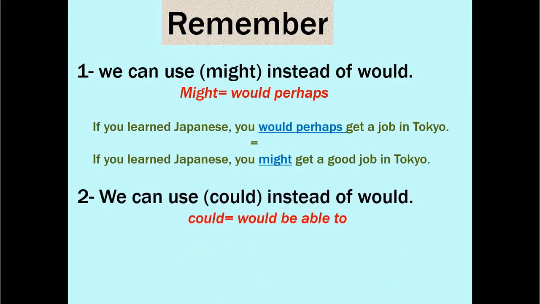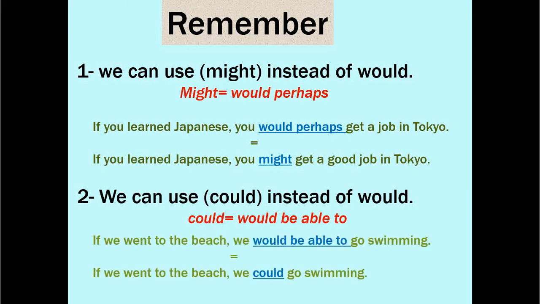Number 2, we can use could instead of would be able to. As you can see here, could equals would be able to. Let's see how. If we went to the beach, we would be able to go swimming. It equals, if we went to the beach, we could go swimming. So we cancelled would be able to and we wrote could.